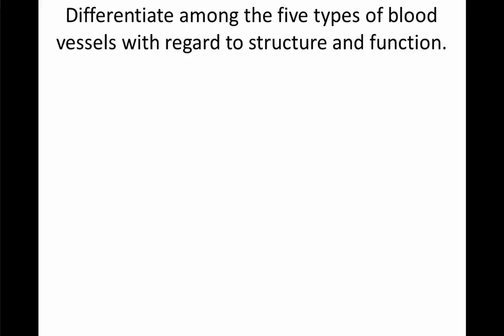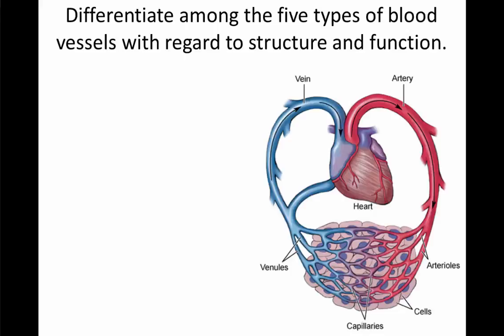We've been focusing on the heart here and mentioning various types of blood vessels, but now we want to take a moment to differentiate among the 5 types of blood vessels with regard to their structure and function. The 5 types of vessels are arteries, arterioles, capillaries, venules, and veins.